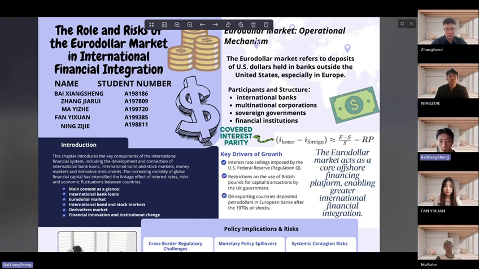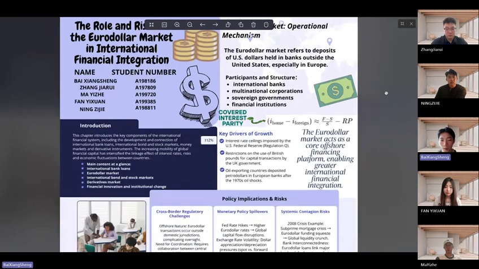Unlike domestic US bank deposits, Eurodollars are not insured by the FDIC and are not subject to US reserve requirements. This significantly lowers the opportunity cost for banks and makes Eurodollar loans cheaper for global borrowers. Also, the Eurodollar market is closely linked to the concept of covered interest parity: the interest rate differential between two countries should be equal to the forward premium or discount in their currencies.